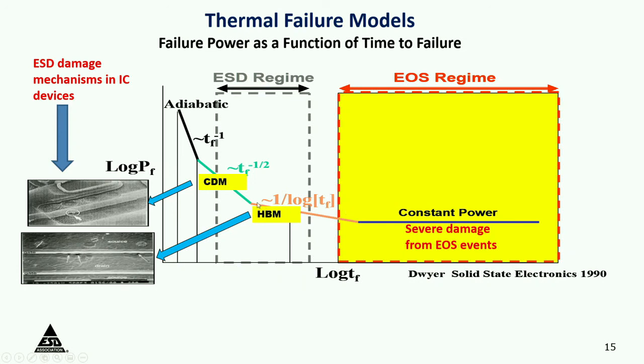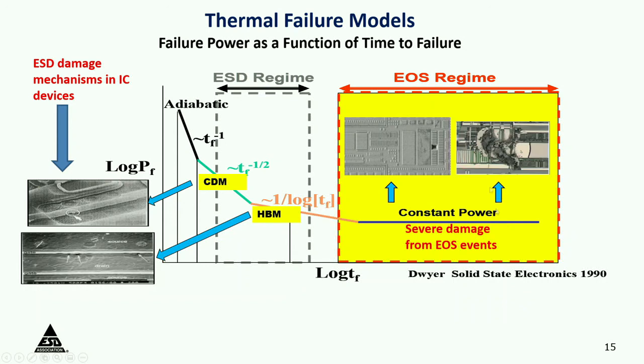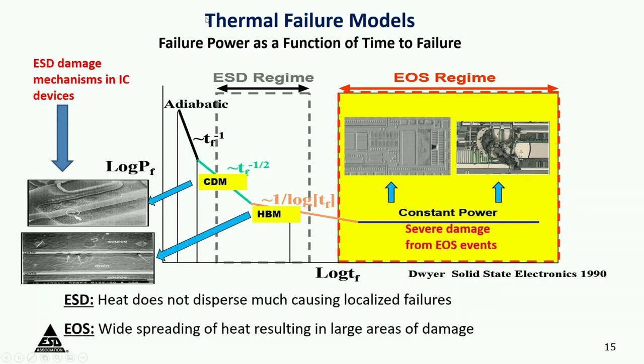Now what happens if you go to a much longer time frame? Now notice that the power becomes constant. So that is the electrical overstress region. So here is your ESD and here is your EOS. Because there is such a long time for power to dissipate, you can get very severe damage. Notice for the ESD, the damage is a very tiny amount of localized damage, whereas under electrical overstress it is much higher. So what that means is under ESD, heat does not disperse much, causing localized failures like what you see there, but overstress is wide spreading of heat, resulting in large areas of damage.